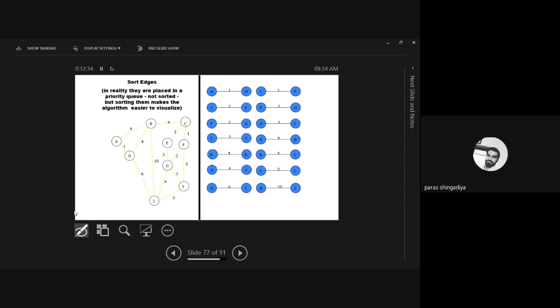Okay, start with the minimum weight. So the minimum weight is 1. So collect both of these edges first. Then the next minimum is 2. Okay. Then 3, 4, 5, 6, and 10. That is the sorting of all such edges. That is the second step in the Kruskal algorithm. Manually we will calculate. Okay, that is the second step.